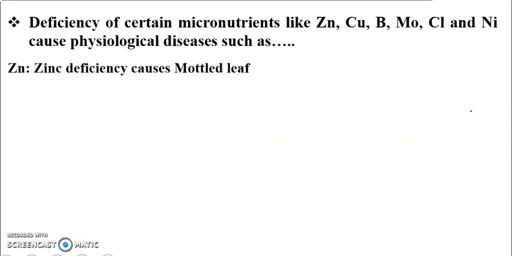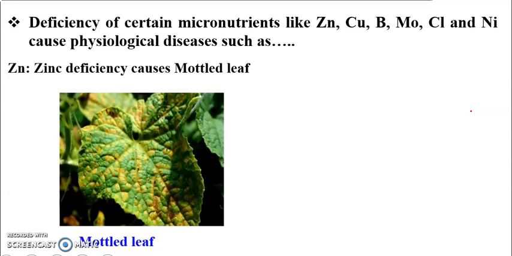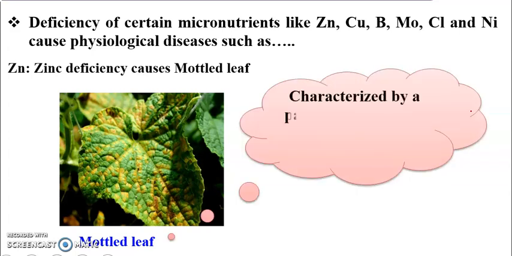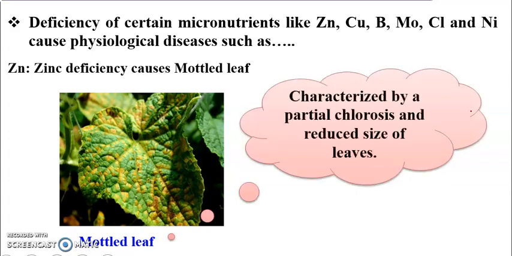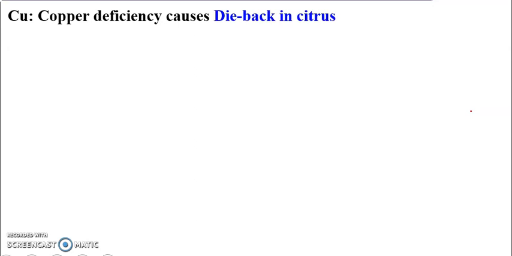There is another set of micronutrients also whose deficiency can cause various diseases. Zinc causes mottled leaf. This is a mottled leaf image where you can clearly see there are bronze colored spots on the leaf completely. This is due to zinc deficiency. And it is characterized by chlorosis also and reduced size of the leaf. The leaf becomes very small in size.